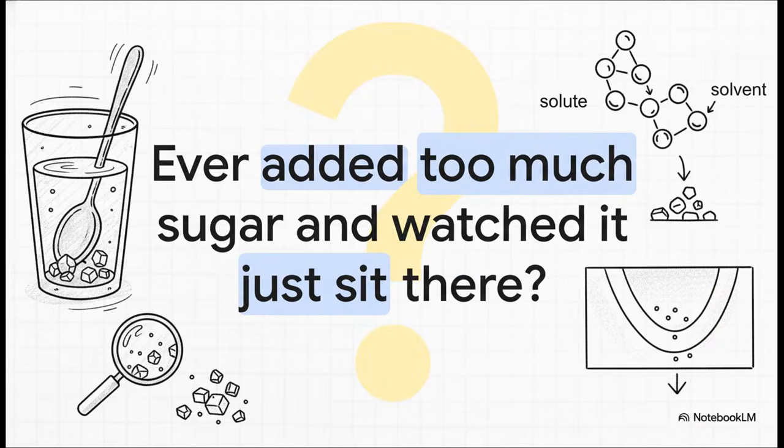Oh, we've all been there, haven't we? You're trying to make the perfect iced tea or lemonade, you add that last spoonful of sugar and nothing. It just sits at the bottom, a sad little pile, no matter how much you stir. Why on earth does that happen? And is there a way to fix it?